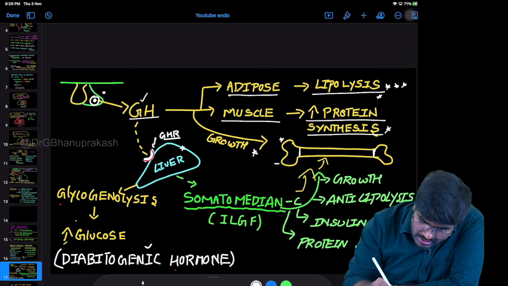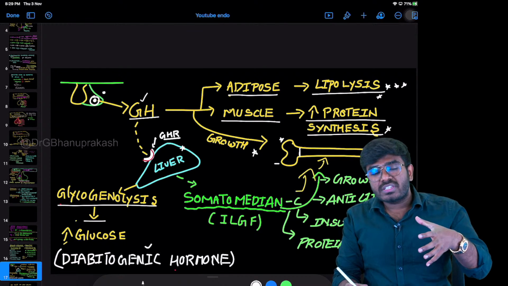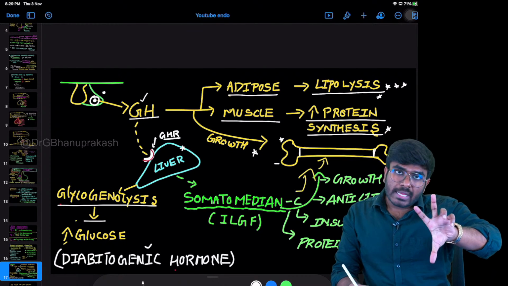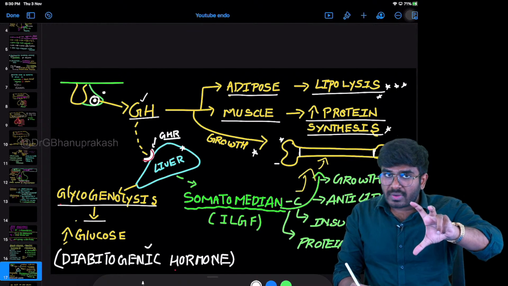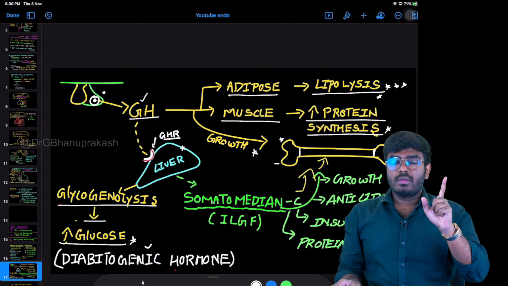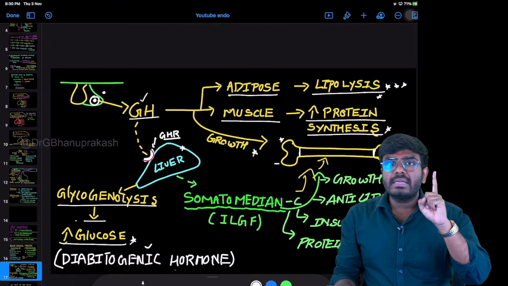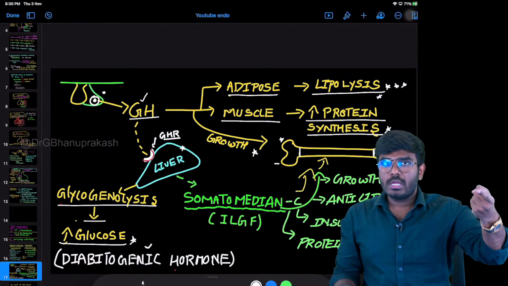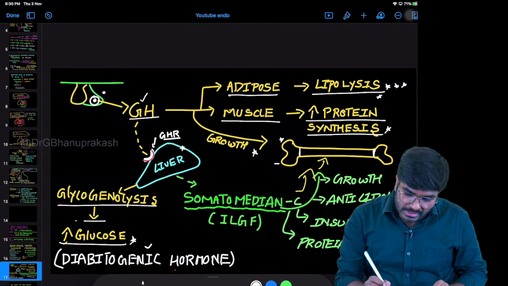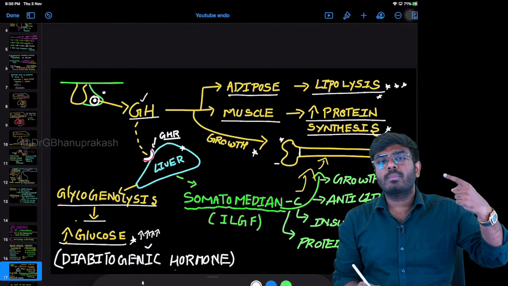Growth hormone stimulates glycogenolysis. Means whatever glycogen is there inside the liver, that glycogen will be broken down so that glucose levels will increase in the blood. Now, my question: whenever your growth hormone level increases too much, that growth hormone will increase your blood glucose levels, many folds.